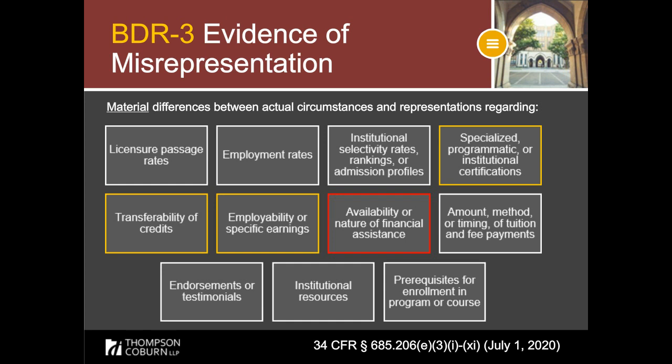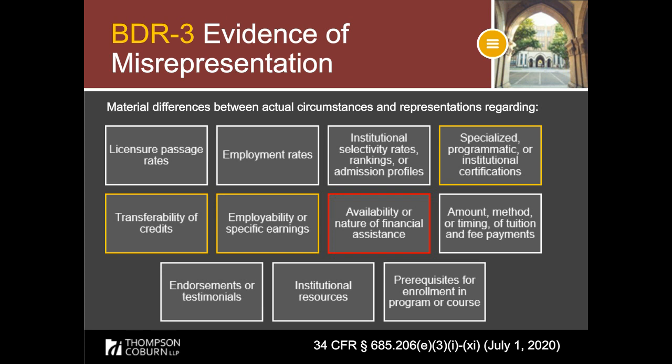So if there was a material difference between what you told a student or borrower about your licensure passage rates and what was the truth, misrepresentation. Same thing for employment rates or institutional selectivity rates or rankings or admission profiles, specialized programmatic or institutional certifications, transferability of credits. These are all hot topics, and these are all concepts and data points that are important to borrowers and students, right? These are things we tell them when we're trying to persuade them that this is a great institution for them and they should enroll here and spend money here and be educated here. And the department is saying these are important things, and if there's a material difference between what you're telling them and what's true, that's a problem, right?